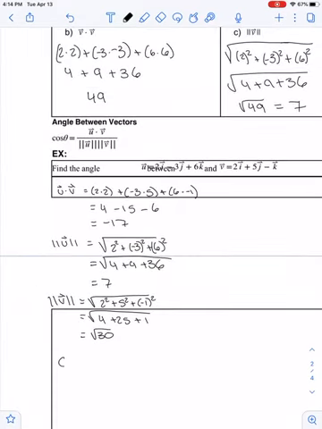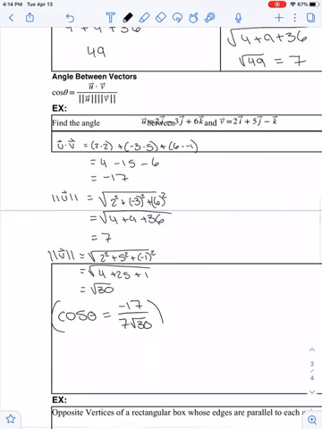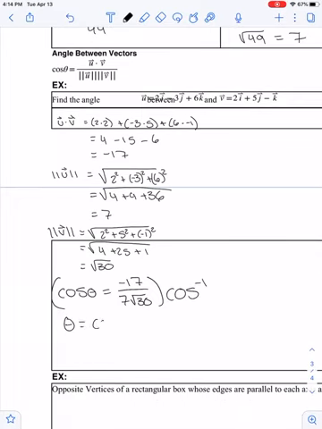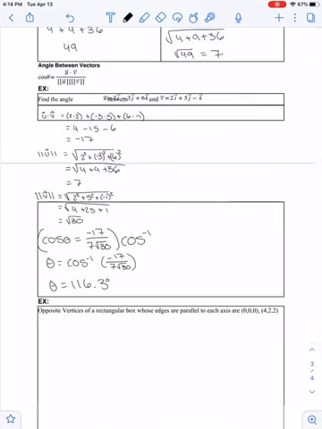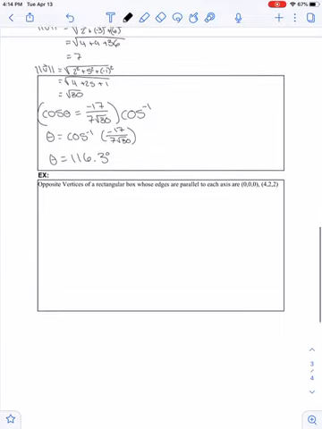And now we're going to plug it into the formula. So cosine theta equals negative 17 over 7 square root 30. Now we're going to solve for theta by taking the cosine inverse of both sides. We have theta equals the cosine inverse of negative 17 over 7 square root 30. So theta equals, plug it in your calculator, and we get that it equals about 116.3 degrees.